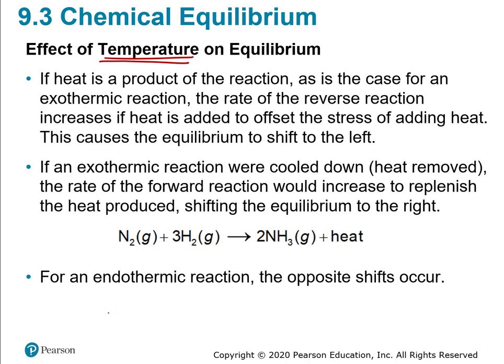If I had this reaction, heat plus NH3 and H2O forms equilibrium with NH4OH. Now, heat is a reactant. So that's an endothermic reaction. The one at the top would be exothermic, right? So exo means to come out.